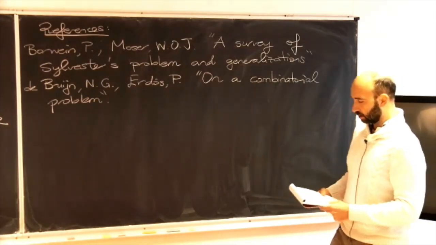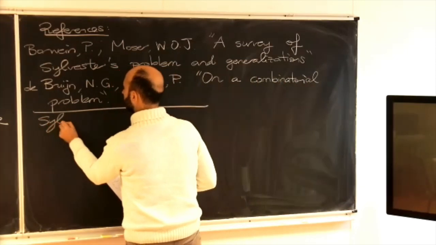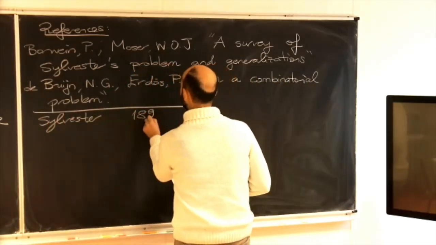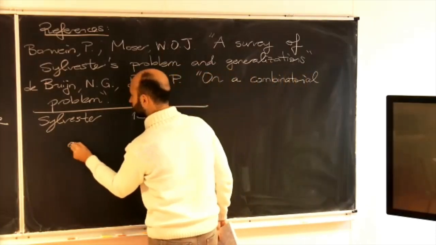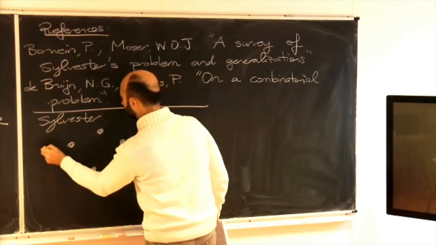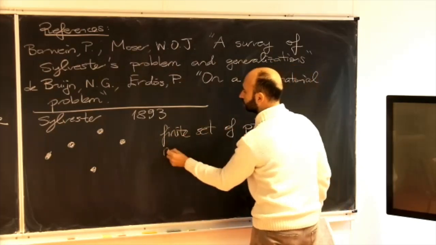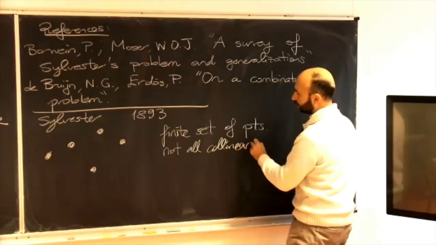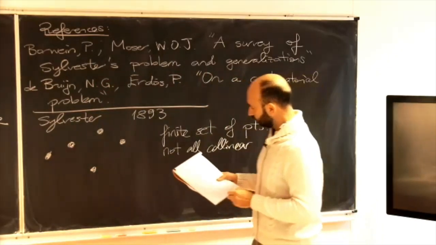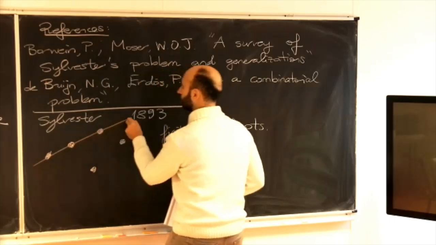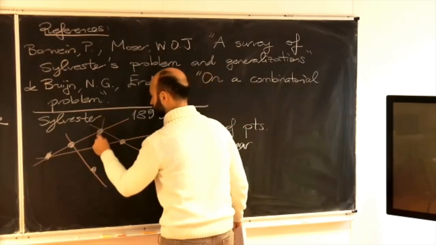So let's start with this problem asked by Sylvester already in the 19th century. I think the precise date is 1893. Suppose you have a finite set of points in the real plane. You start from some finite set of points, not all collinear. That means they don't lie on just a single line. But of course, some of them might be collinear, but not all. Then what you do is you draw all the connecting lines, which means draw all the lines passing through at least two of them. So you have to draw them all.